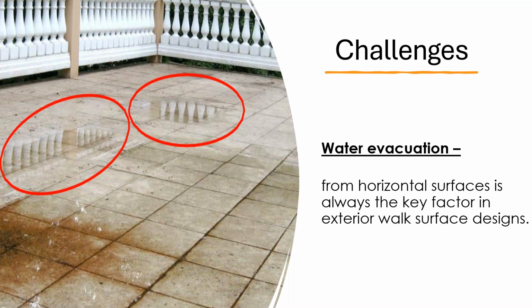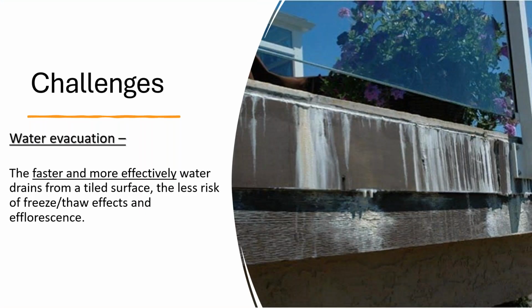So that horizontal surface needs to be kept clean of any kind of excess moisture. And the faster and more effectively that water drains from a tiled surface, the less risk you're going to have of two conditions. Number one is freeze-thaw effects, and number two is efflorescence. Now, the photograph that you're looking at is an extreme example of where the efflorescence was not taken into account. They didn't have proper evacuation of the water from the surface. It bled into the substrate, and the salts and minerals in that concrete substrate started to come out and weep when the moisture went through that installation and out over the tile. And the consequence is that white chalky looking stuff that you see there.